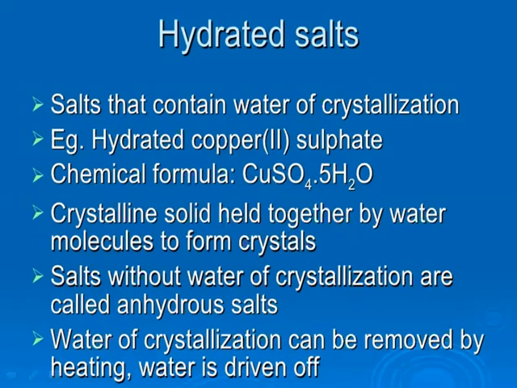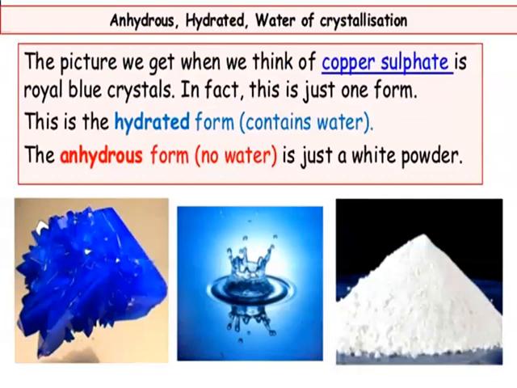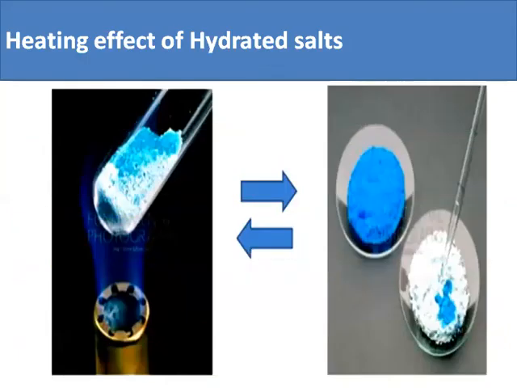Water of crystallization can be removed by heating. Water is driven off. The picture we get when we think of copper sulfate is royal blue crystals. In fact, this is just one form. This is the hydrated form, which contains water of crystallization. The anhydrous form with no water is just a white powder. This is the reason such salts have common names as per the color they impart in hydrated form. The blue color imparted by copper sulfate pentahydrate is also known as blue vitriol.